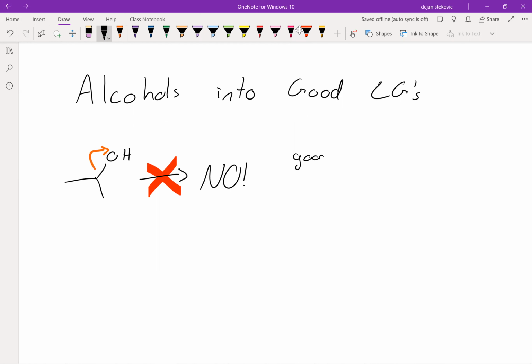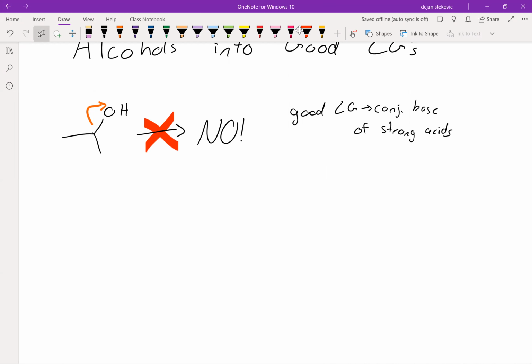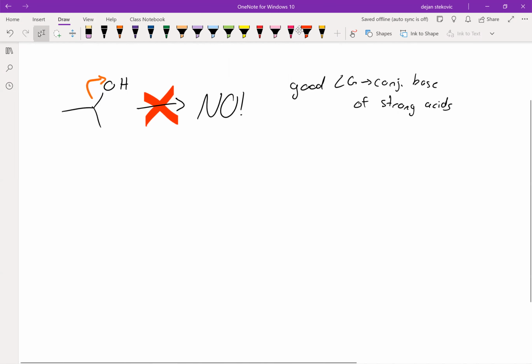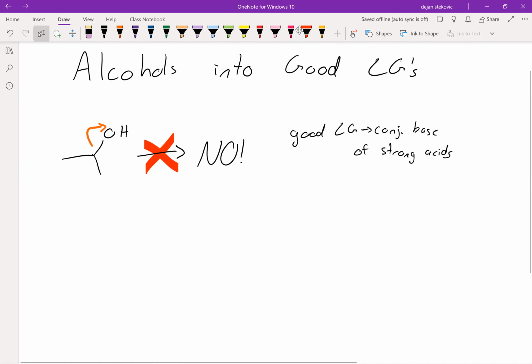Remember, for a good leaving group, you need it to be stable by itself. And so generally good leaving groups are conjugate bases of strong acids. OH is the conjugate base of water. Water, obviously, is not a strong acid. So think back from first semester organic chemistry.